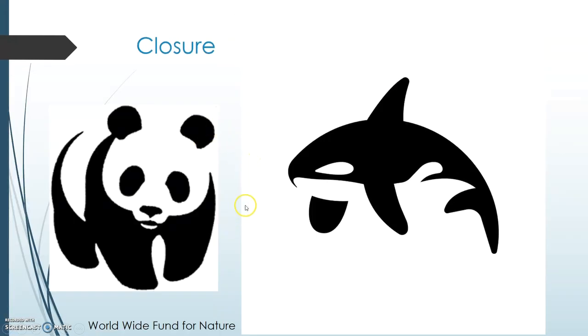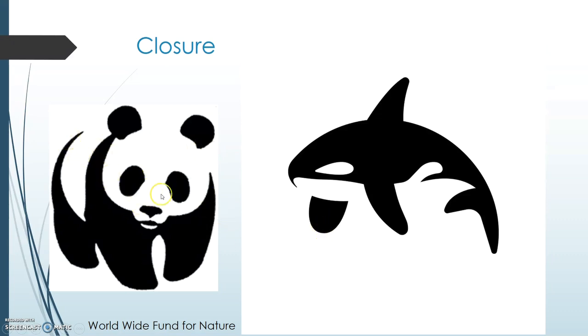Closure, this one's a little more interesting. In this one, there is no actual line going through the different shapes, but you can kind of perceive a line, because our brain uses closure to draw little lines where we feel like there should be something there.